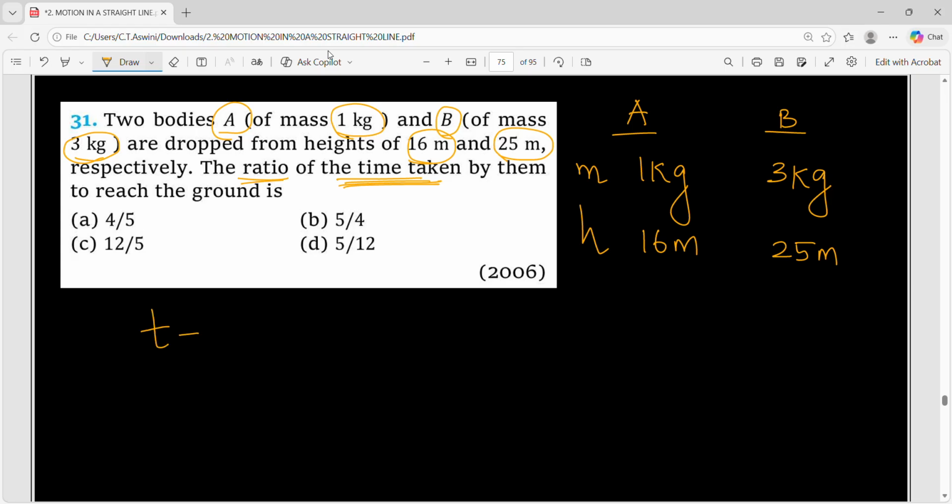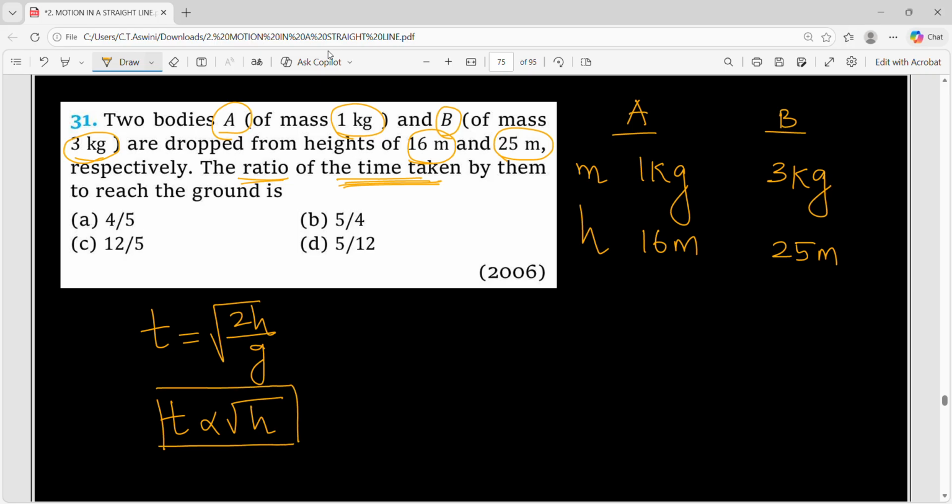So what is the time taken to reach the ground? It is root 2h upon g, right? So can I say that time is directly proportional to square root of the height? Because 2 is constant for both the bodies, g is also the same for both the bodies. So directly we can consider t is proportional to root h.